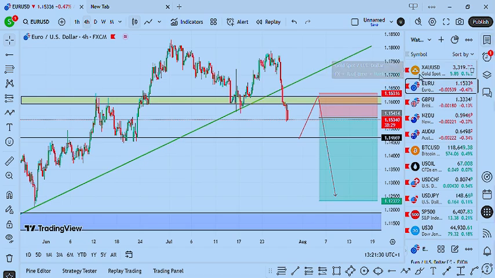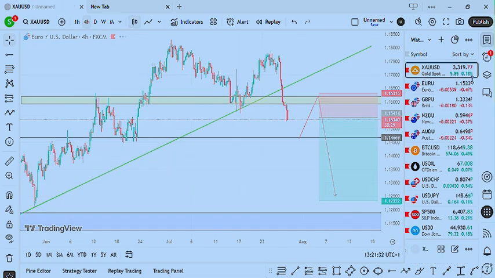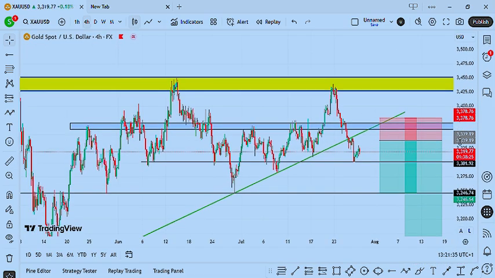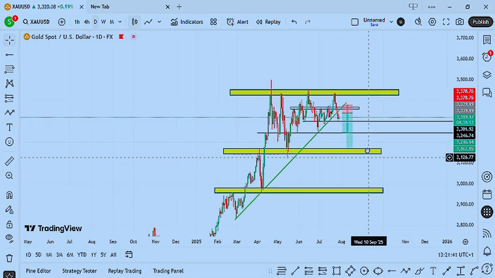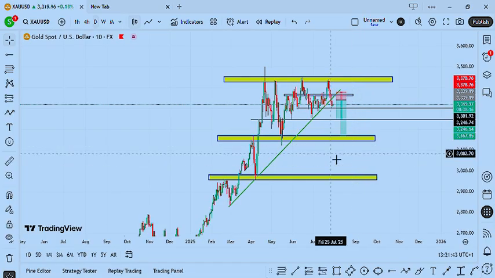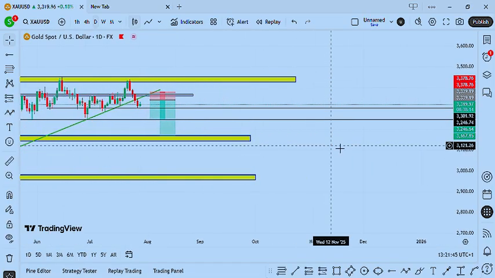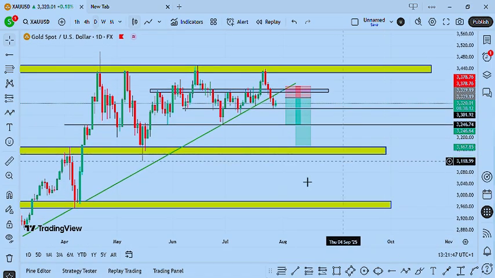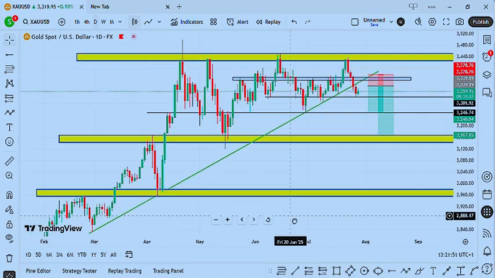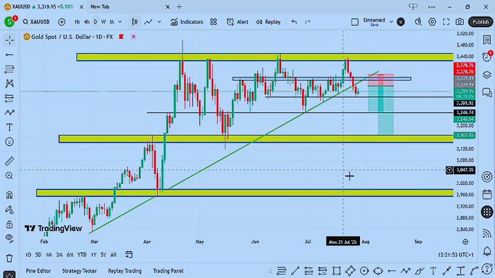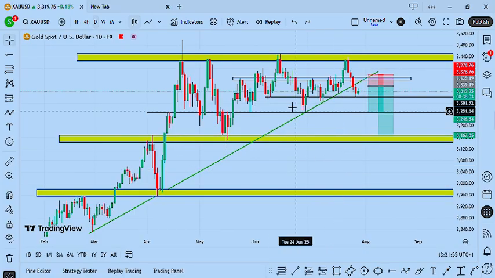Now let's look at the gold market too. The gold market, guys, is about to retrace. The gold has been raging. The market just broke out of this range. The gold market is about to start dropping. This market has been buying for 3 to 4 years right now.